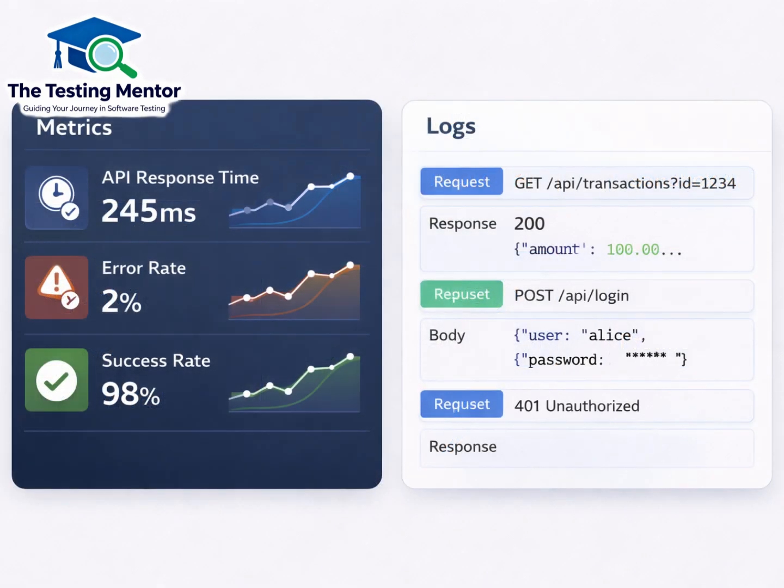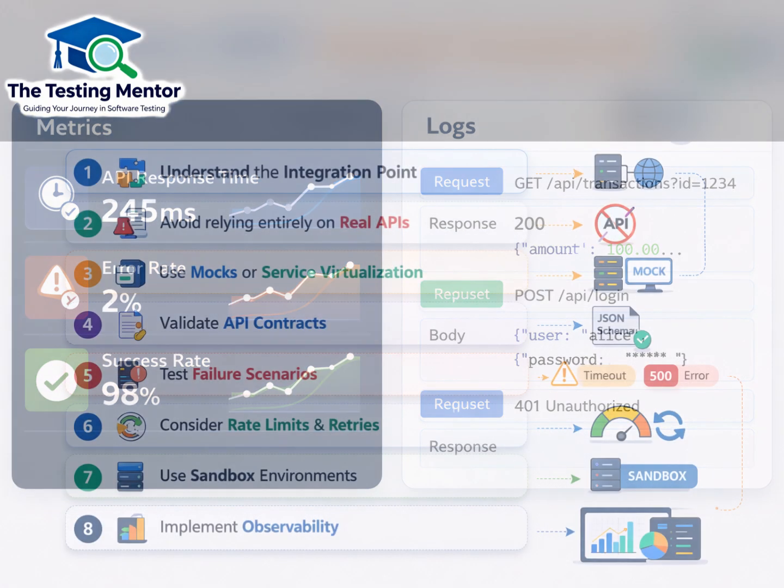Another challenge is test data. Many third party APIs provide sandbox environments. For example, payment providers often allow test credit cards. Your automation framework should support switching between mock APIs, sandbox APIs, production APIs using configuration management.